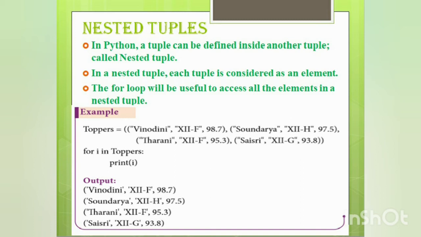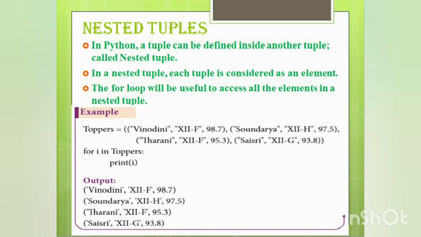Now look at the example program for nested tuples. Tuples is equal to, this is the tuple name, here you are having so many tuples inside the tuples. So this is a nested tuple. See, first parenthesis, within the parenthesis we are having one more tuple of elements, right? The first tuple is Vinodini, 12F, 98.7. The second tuple is Soundarya, 12H, 97.5. Third tuple, Tharani, 12F, 95.3. Then Sai Sri, 12G, 93.8. After completing these 4 tuples, you close the parenthesis.